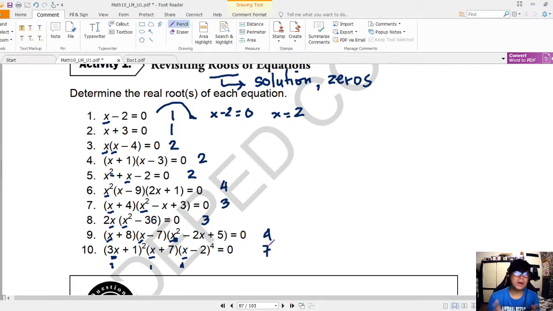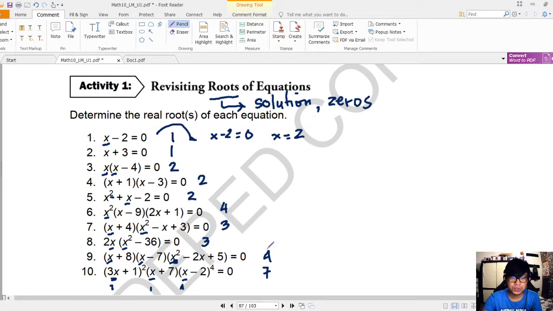Okay? So, yung activity na ito will give us an idea kung ilan lahat yung real roots sa isang polynomial equation. Okay? So, ganun yung pag-identify ng roots ng polynomial equations.